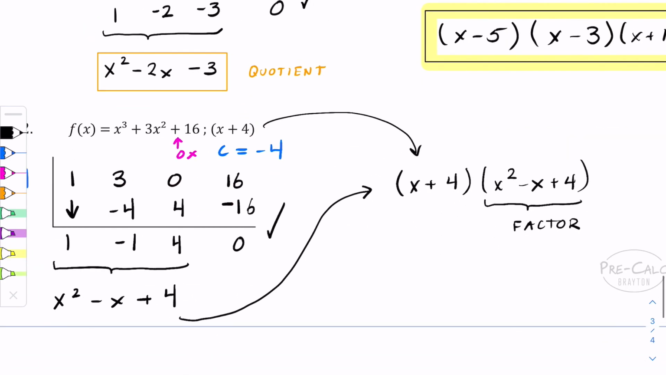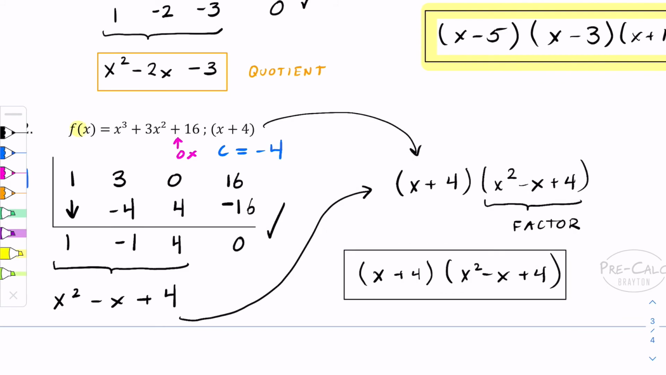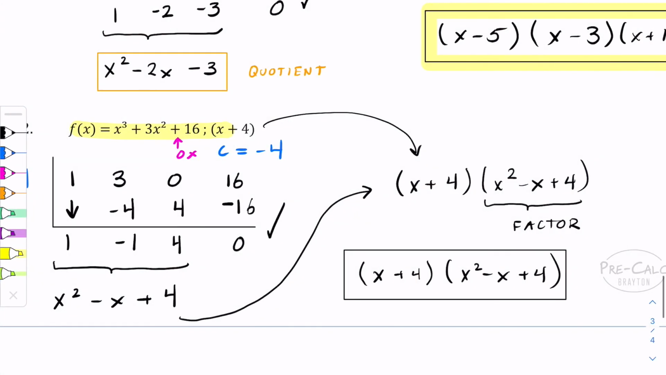So this is your final answer, x plus 4 times x squared minus x plus 4. If you were to multiply those two expressions together, you would end up back at your original expression of x cubed plus 3x squared plus 16.